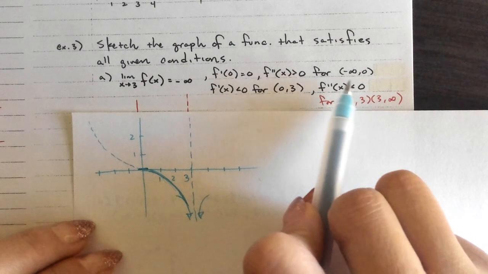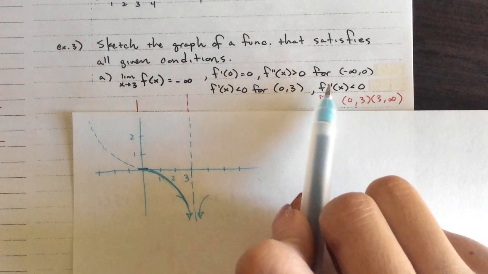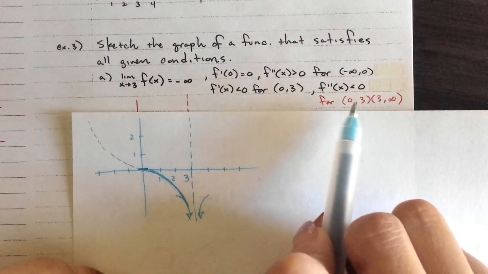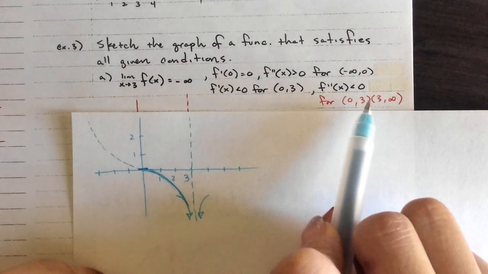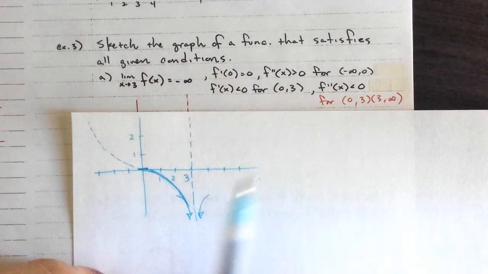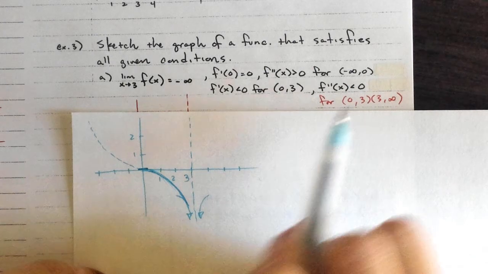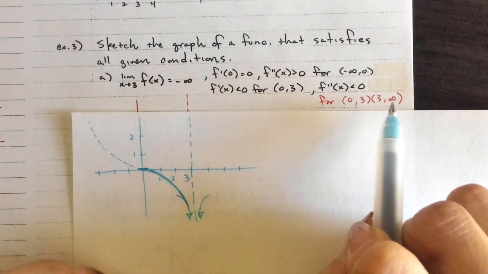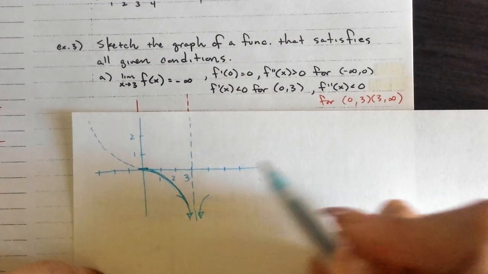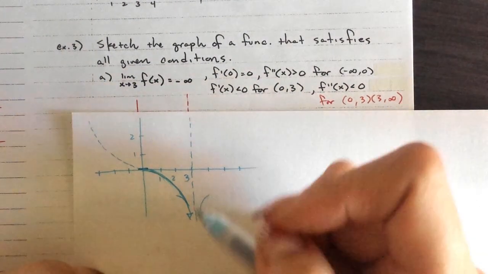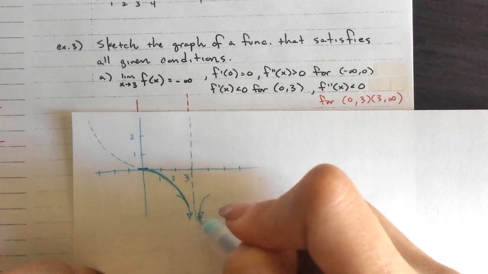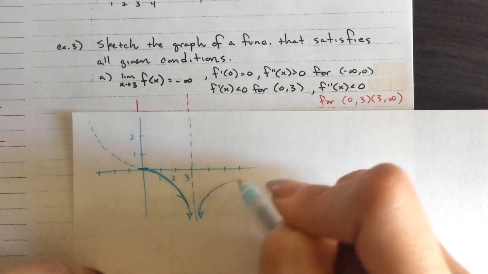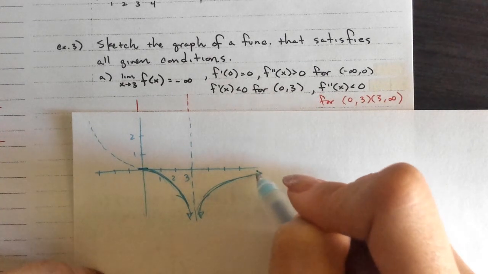And then concave down for 0 to 3 and then 3 to infinity. See how it's not at 3? Because something weird happened. So concave down. Oh, this is already concave down, so we're good. And then this is concave down on the other side. Okay, so concave down, but then it's going in this direction. So maybe something like that.